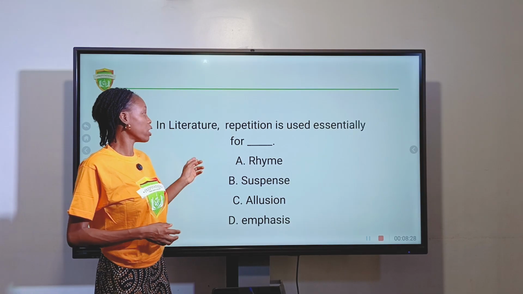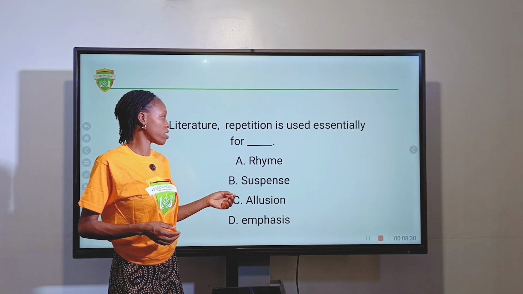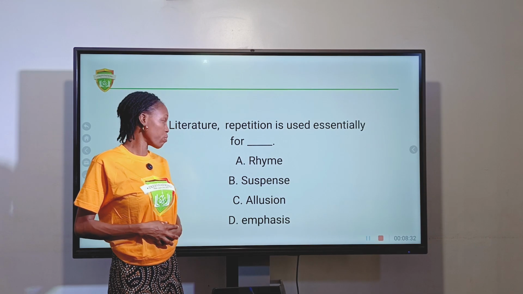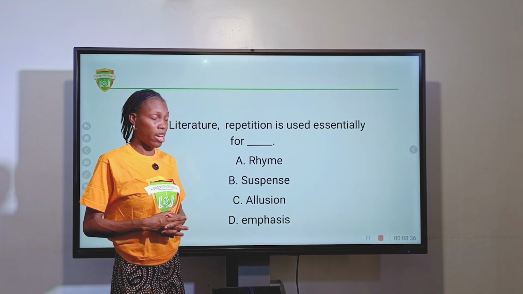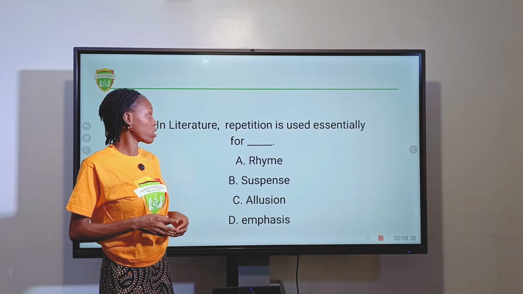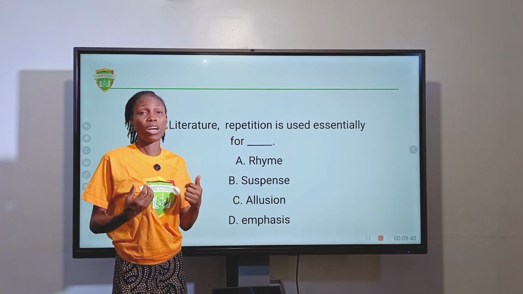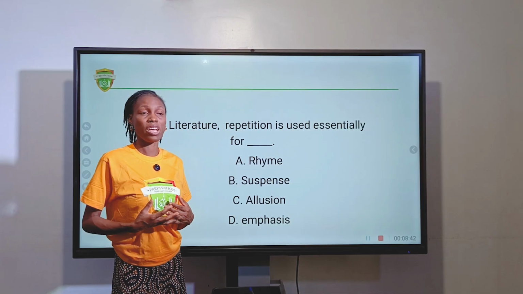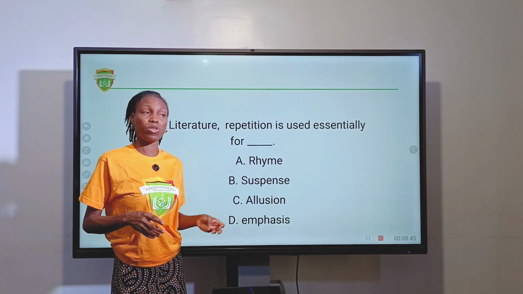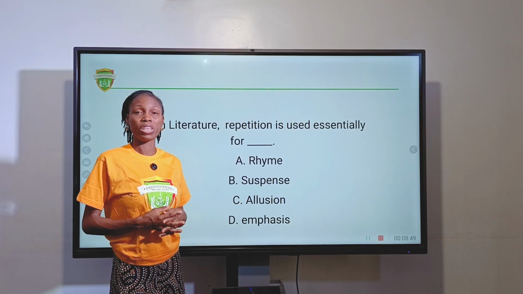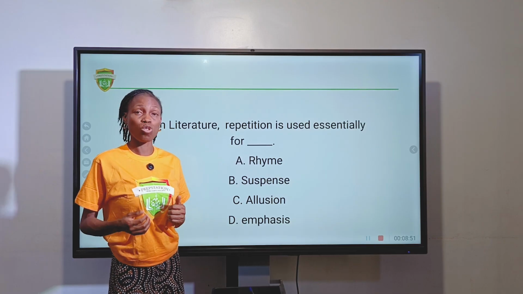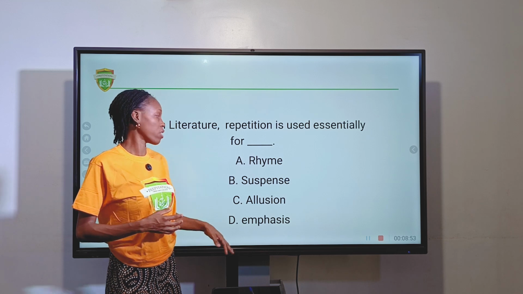Number 12, in literature, repetition is used essentially for A, rhyme, B, suspense, C, allusion, and D, emphasis. Most of the time, repetition is used for emphasis, to emphasize a particular thing in maybe the poem or a particular situation in a play or in a novel. It's also very significant.